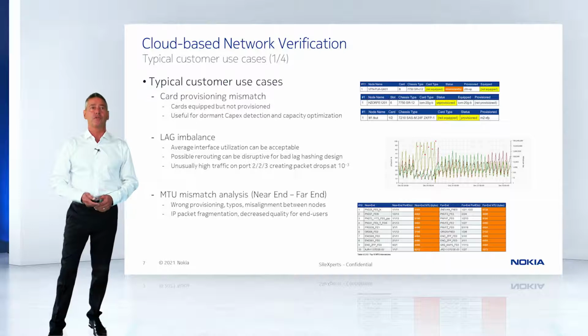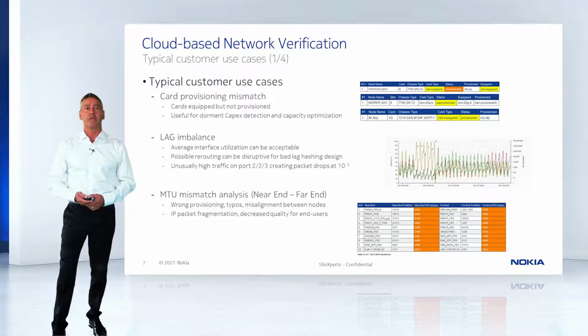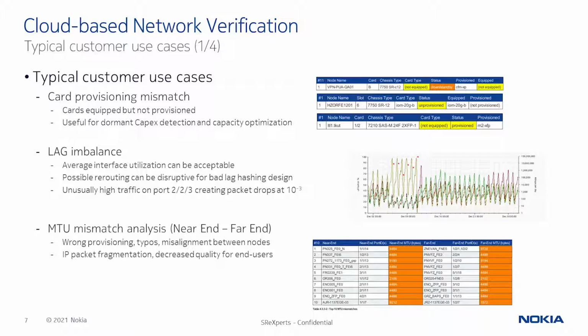So here's some use cases that I prepared to show the value of the CNV. A typical one is card provisioning mismatch. So the card is equipped, but it's not provisioned. So this is useful if you have dormant CapEx and you want to optimize your CapEx utilization. Another one that's hard to find sometimes is the LAG imbalance. So you'll see the LAG, which interface have LAG imbalances, where one interface is passing more traffic than the other one. And what that does, it actually causes packet drops on your interfaces.